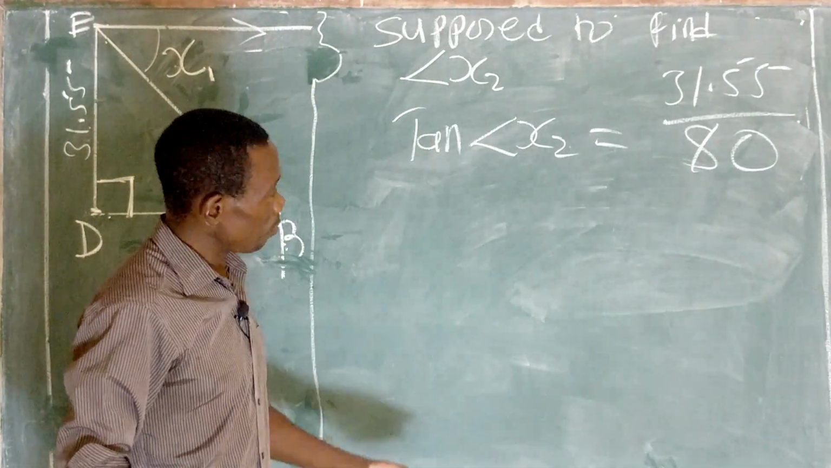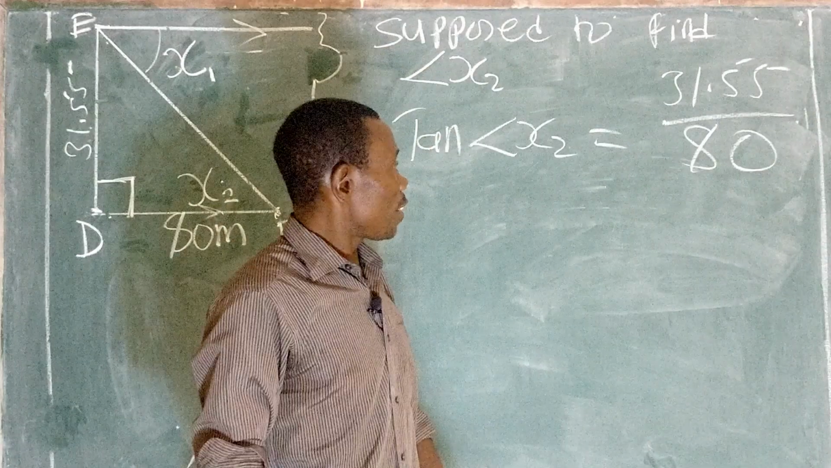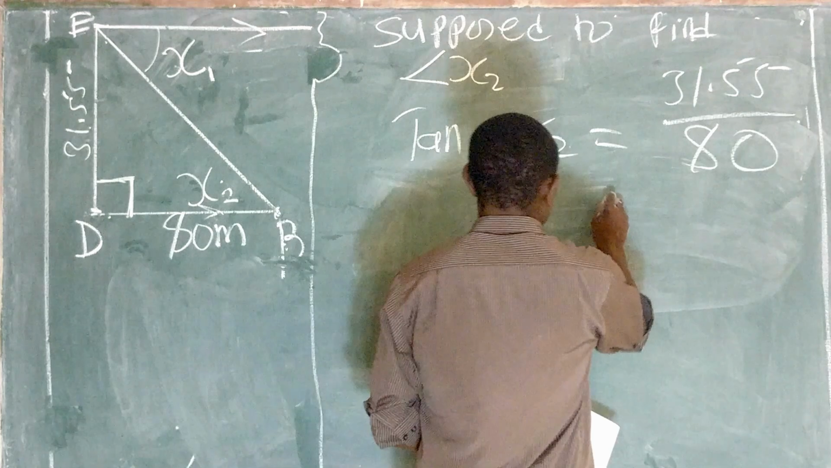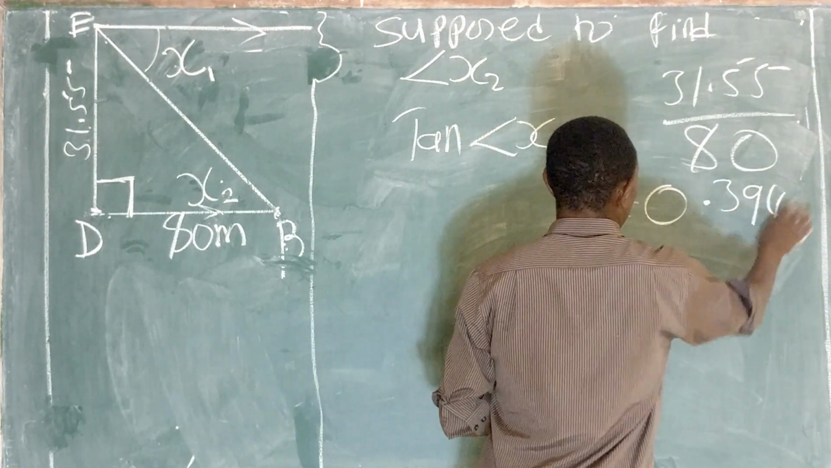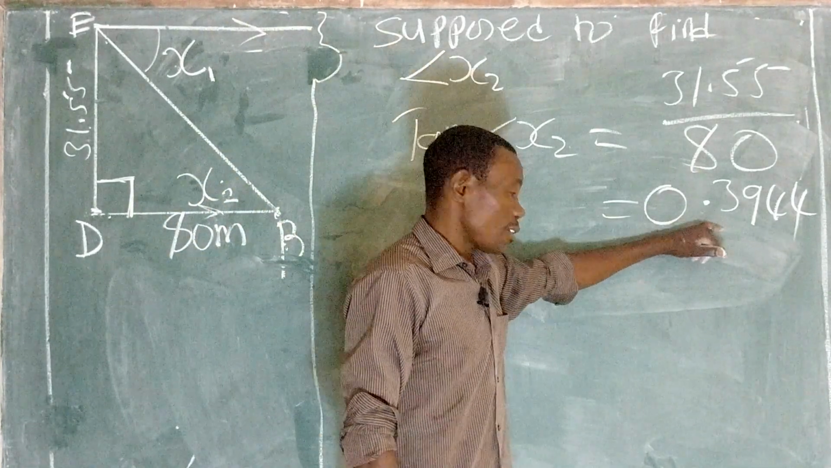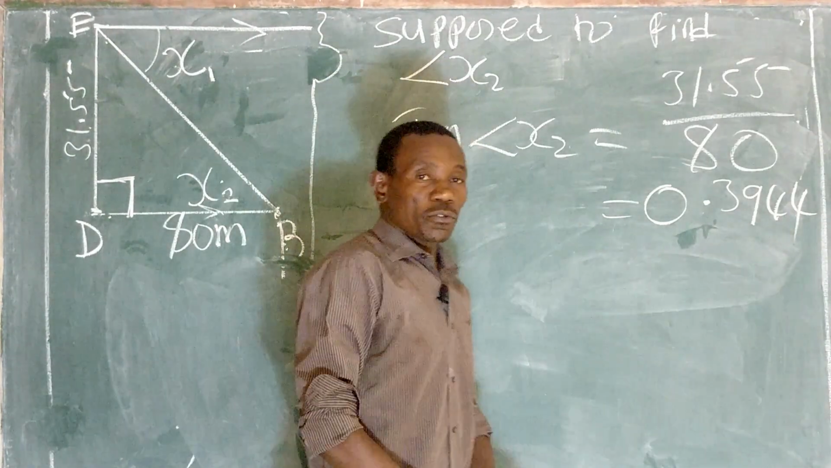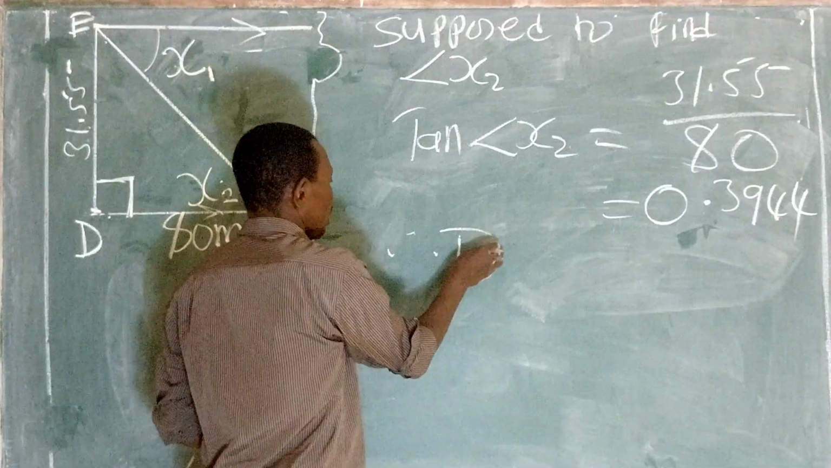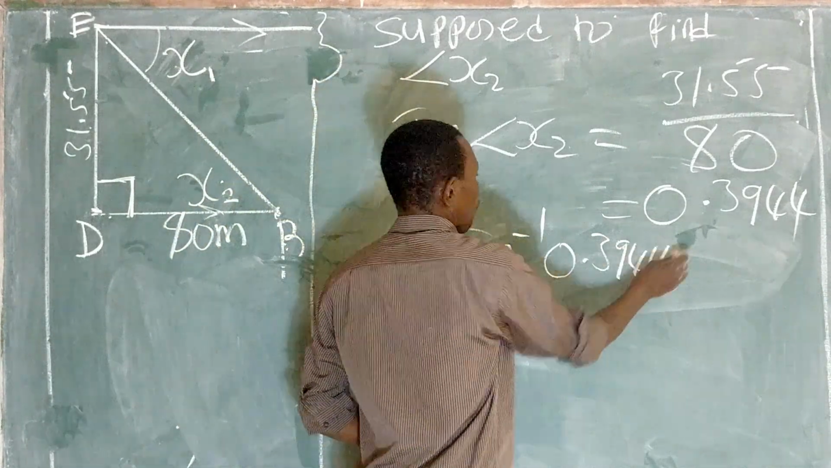Right, so thereafter, make life simple. Take a gadget, that is your calculator, and divide the two. You'll be able to find that the value you get is 0.3944. Right, so the ratio is now represented as a decimal fraction. So to work out the value of that angle, you're supposed to get the inverse. So what you have there, you need to get the tan inverse of 0.3944.